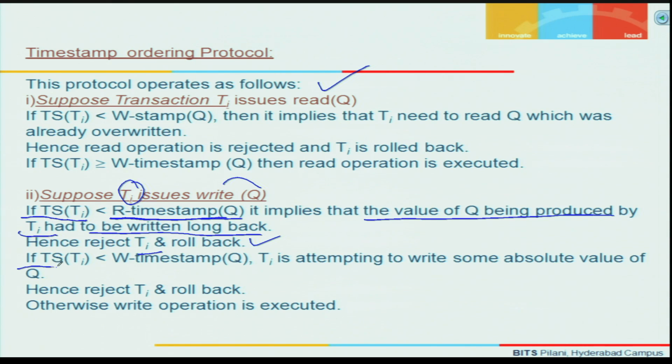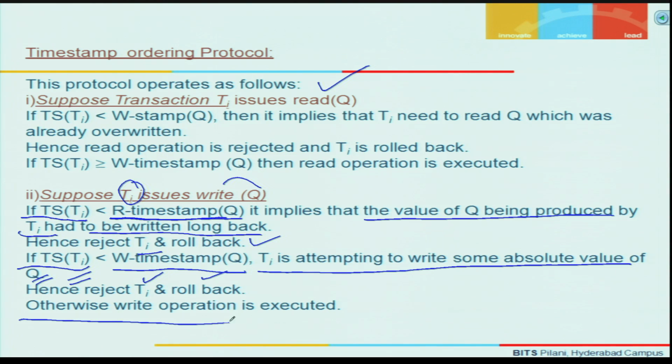If the timestamp of Ti is less than the write timestamp of Q, then it implies that Ti is older than the transaction which has quite recently written the data item Q. It implies that Ti is attempting to write some obsolete value of the data item Q, hence Ti is rejected and rolled back. If these two conditions are not true, then the operation can be honored.